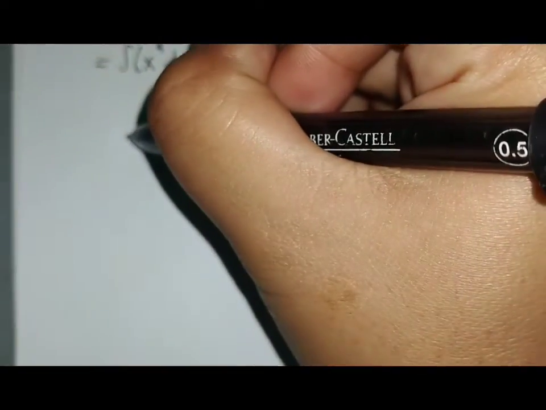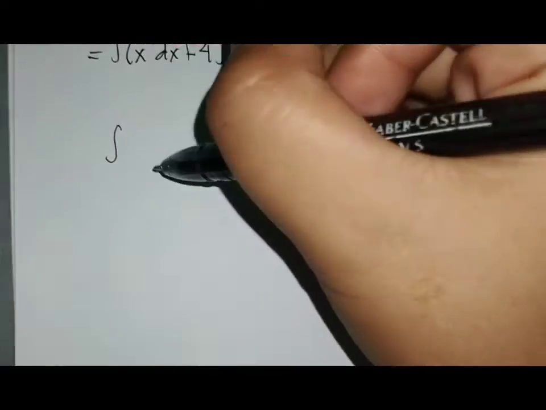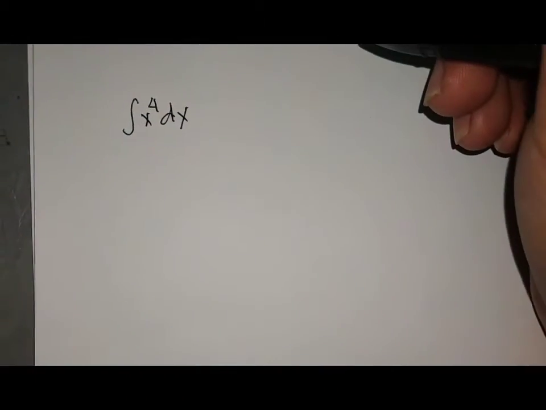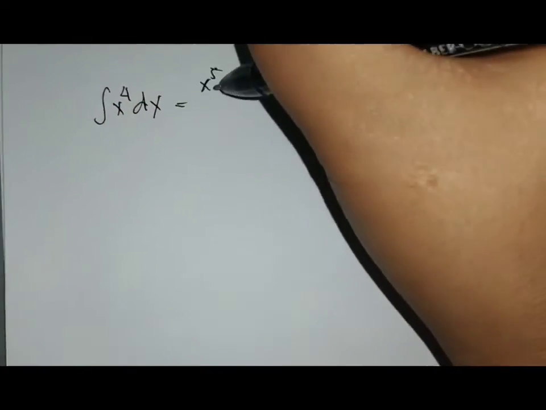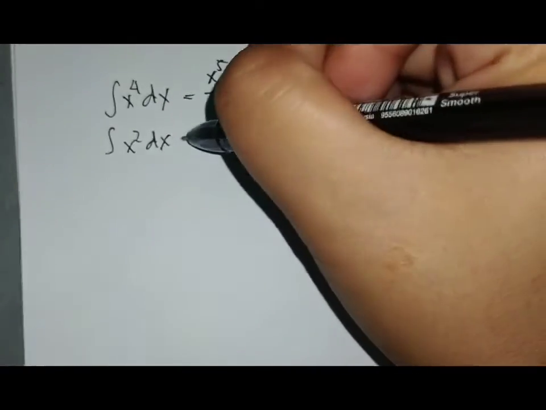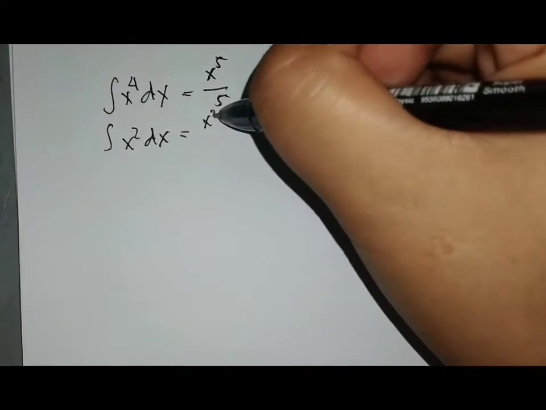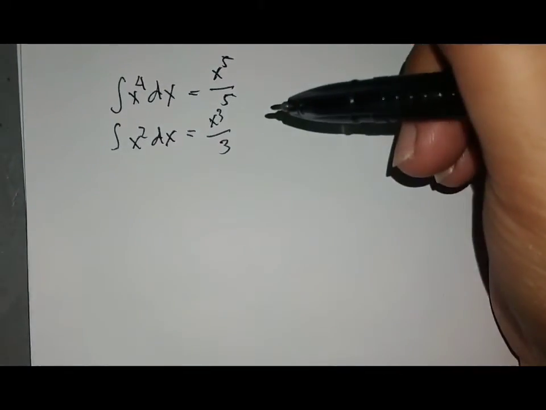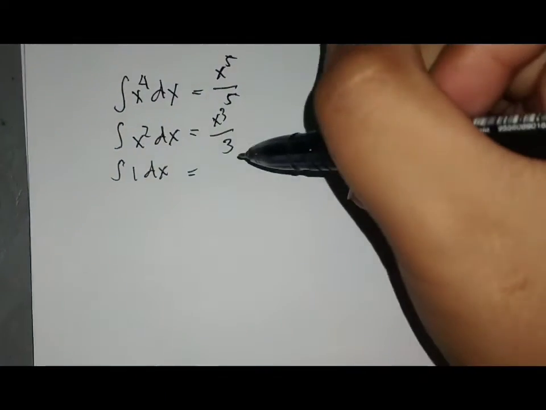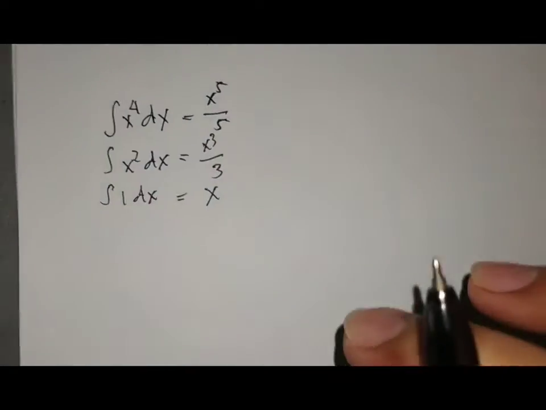Next, let us solve integral x to the 4th dx. Apply the power rule with n equal to 4. It becomes x to the 5th over 5. Then solve for integral x squared dx. Just use the previous result, which is x cubed over 3. Last, let us solve integral 1 dx and apply the constant rule, so it is equal to x.